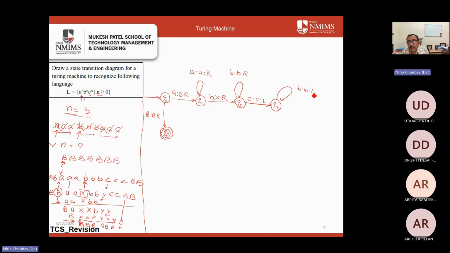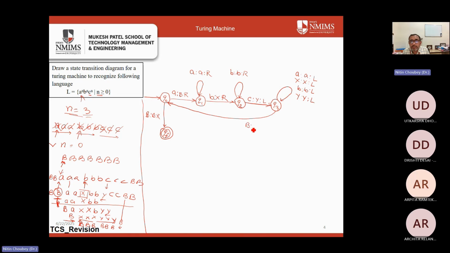So B, B, left, X, X, left, A, A, left. And in further pass, what we will get is this Y also. Y, Y, left. This process of moving towards left will end when we receive this B, the first B. On the receipt of B, go back to the initial state in order to perform the same task again.